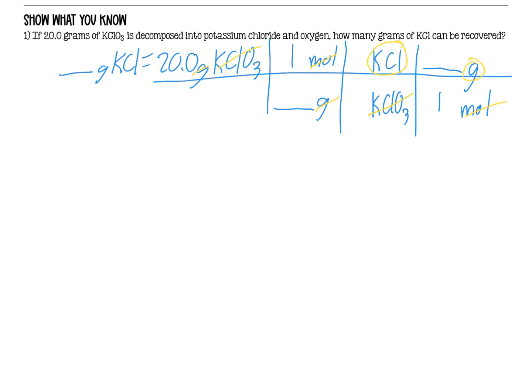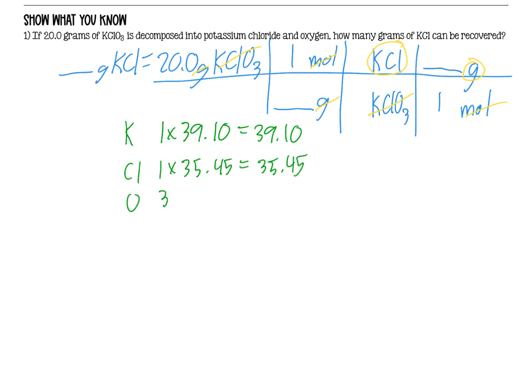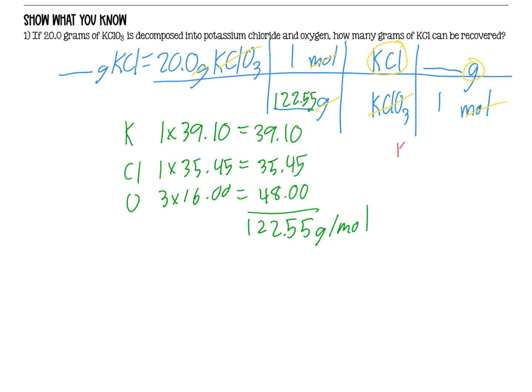To find the molar mass of KClO3, we know that there is 1 potassium with a mass of 39.10. We also know that there is 1 chlorine with a molar mass of 35.45. And finally, there are 3 oxygens, each with a mass of 16, for a total of 48. If we add all of these up, we get a molar mass of potassium chlorate of 122.55.